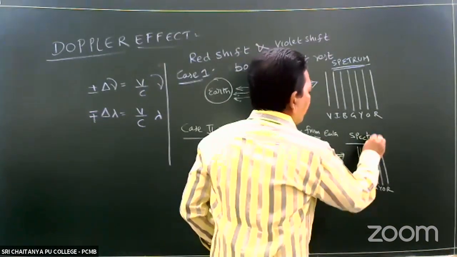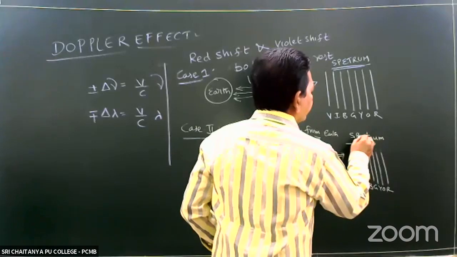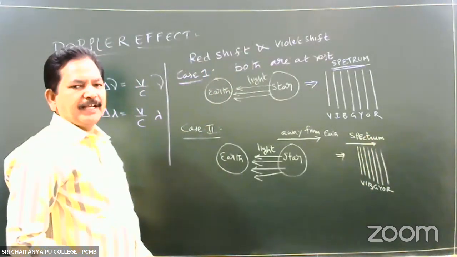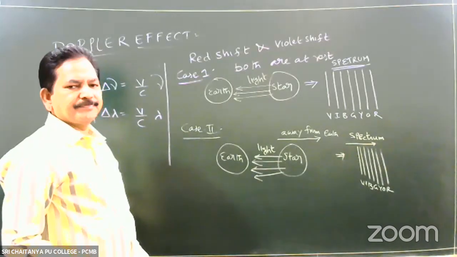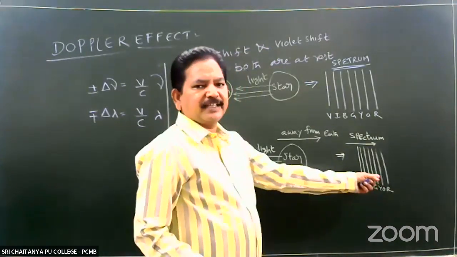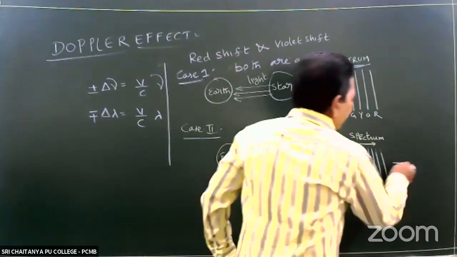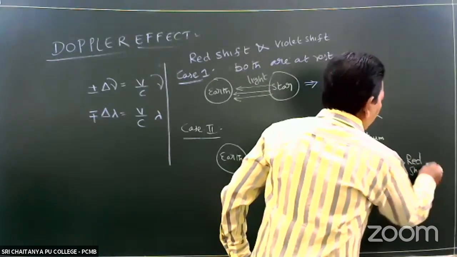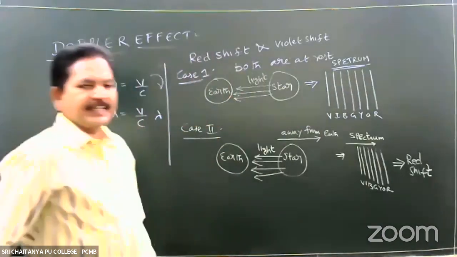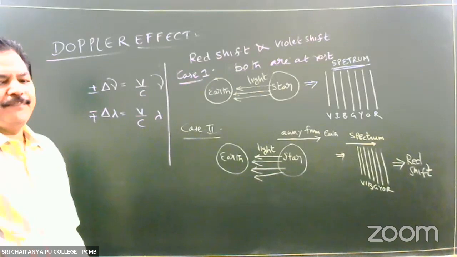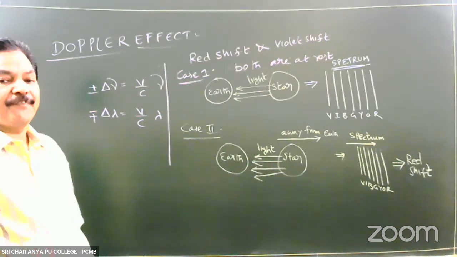This is the spectrum obtained for the star which is moving away from the Earth, because the entire spectrum is shifted towards the red color. This phenomenon is called red shift. On the surface of the Earth, if you get red shift, then it means that the star is moving away from the Earth.